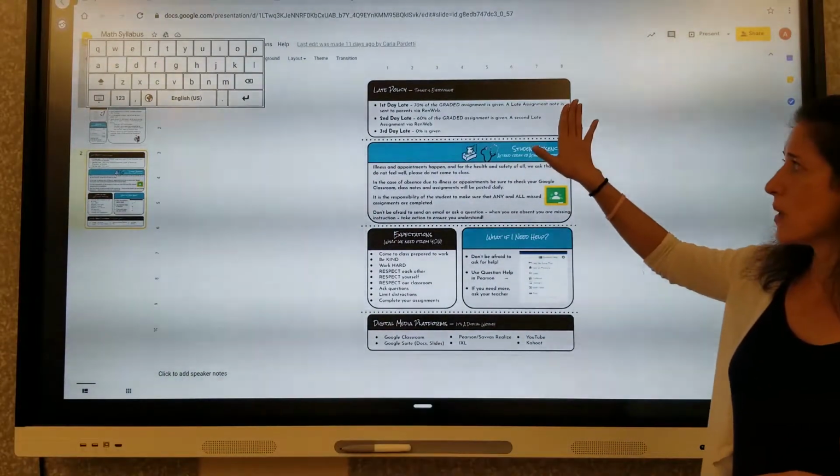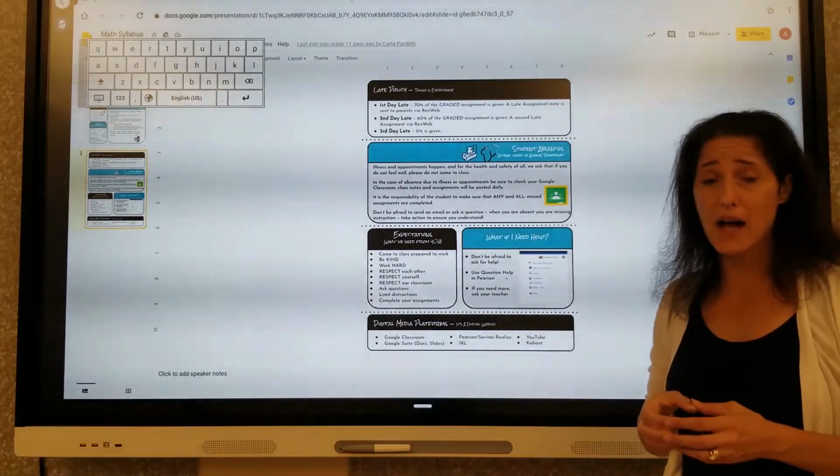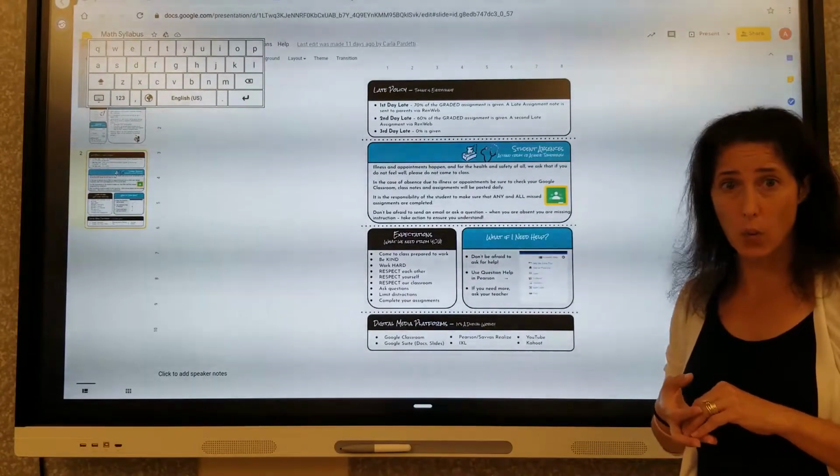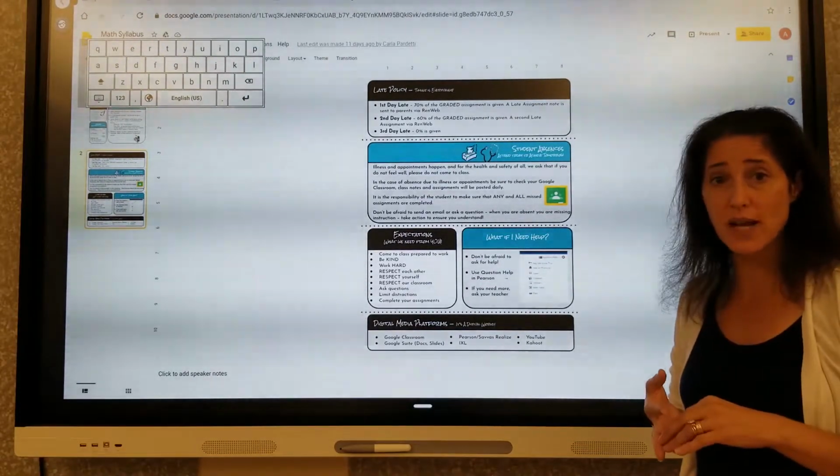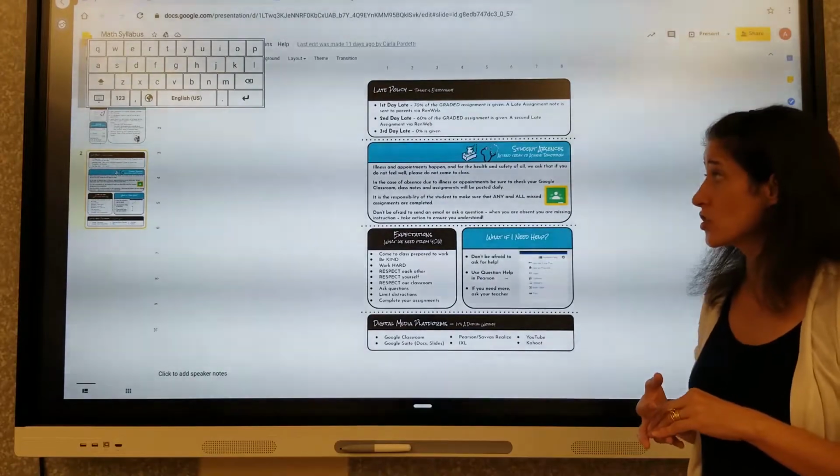Okay, this is our late policy. The late policy really applies to when they're turning in their projects, especially. There will be a due date on the project. They need to adhere to the due date.